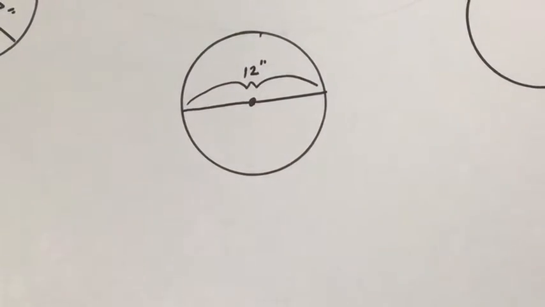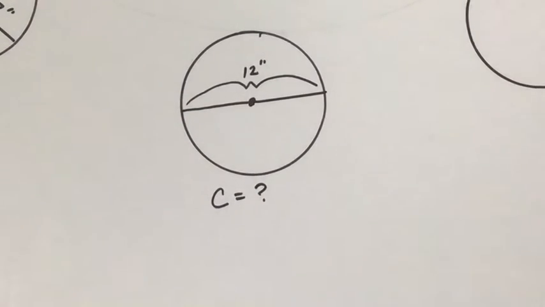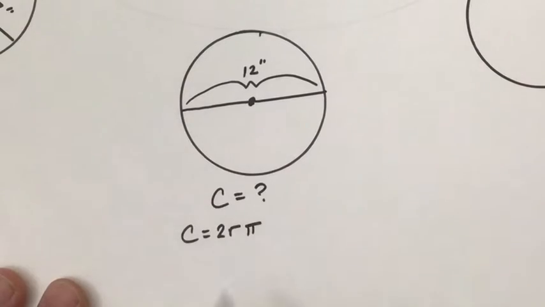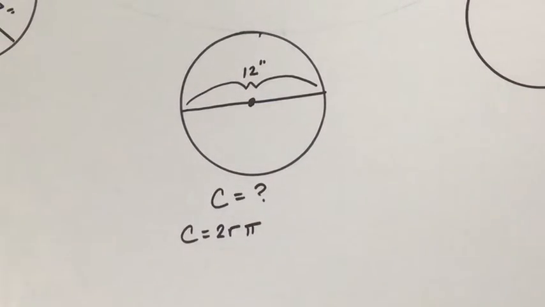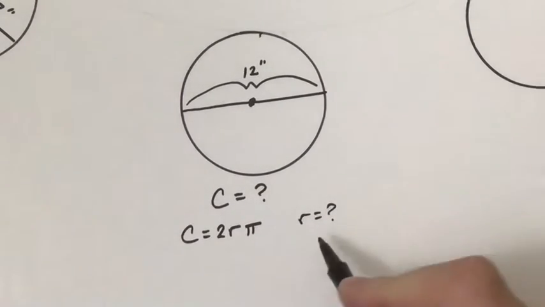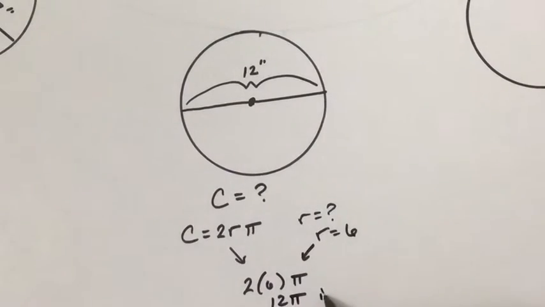Here's another problem. Let's say I ask you to find the circumference of this, and I give you the diameter, and the diameter is 12 inches. Well, the circumference formula is 2r pi. But I didn't give you the radius, I gave you the diameter. So you need to figure out what the radius is. The radius is half the diameter, so that's 6. So now I can do 2 times 6 pi, or 12 pi inches. That is the circumference.